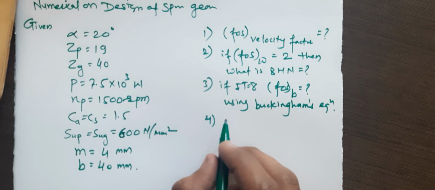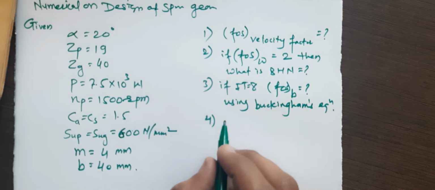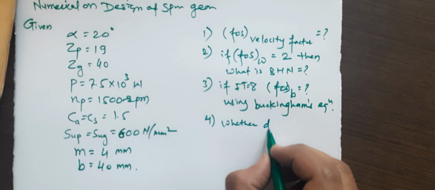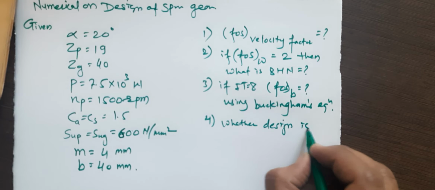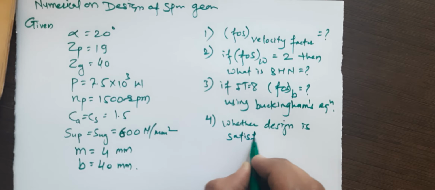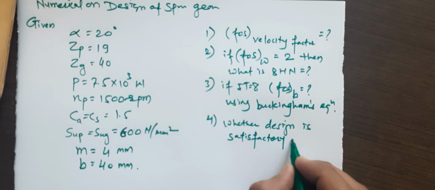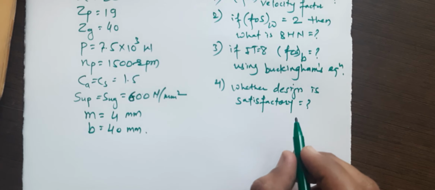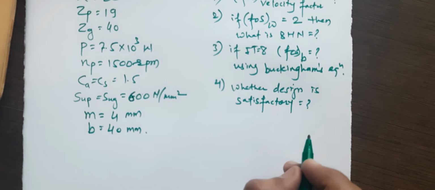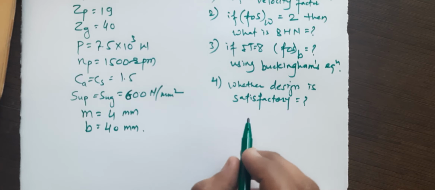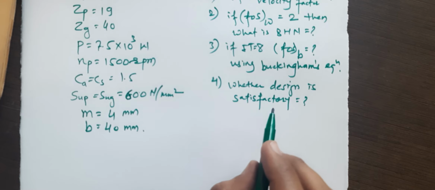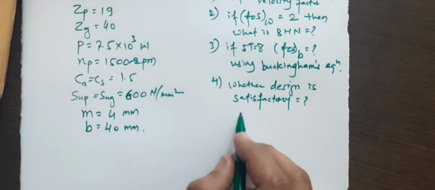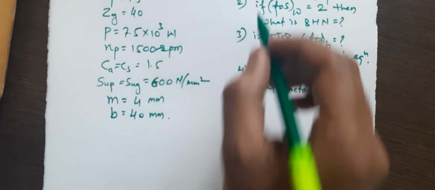Number 4, is the gear design satisfactory? If not, then what is the method to satisfy the design conditions? You need to find whether the design is satisfactory. If not, then what method will you use to make it safe? That you also have to mention, how you will modify the design. So these 4 things we need to do.